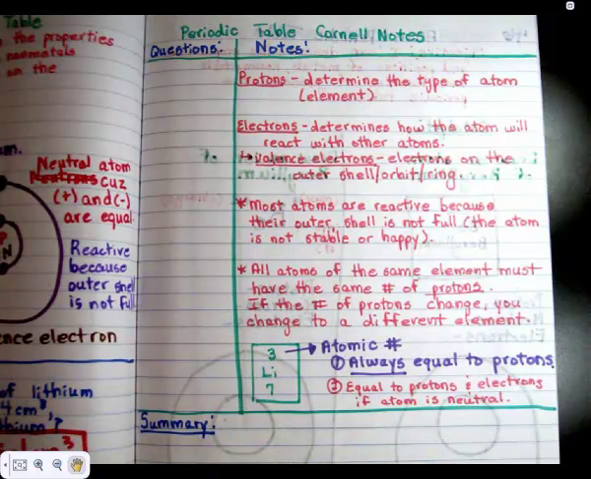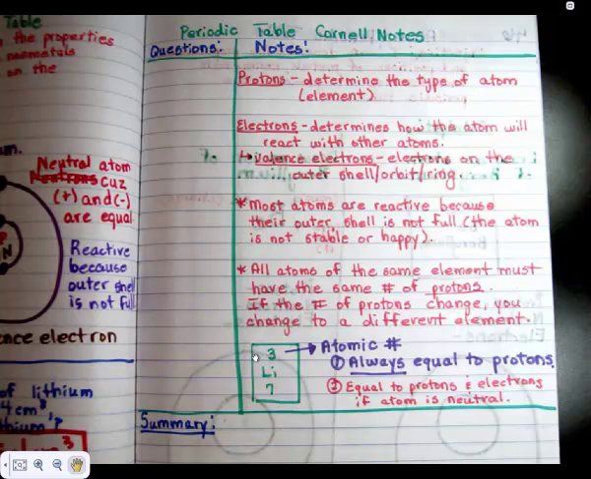All atoms of the same element must have the same number of protons. If you change the number of protons, you change to a different element. So when you look at the periodic table and you look at the top number, the atomic number, that is always equal to the number of protons. The atomic number is only equal to the protons and electrons if the atom is neutral. Remember, the number of electrons and neutrons can change and it can still be the same type of element. But if you change the number of protons, you are changing it into a totally different element.